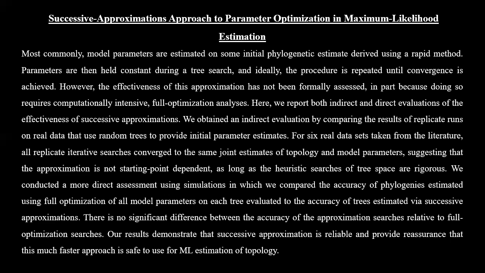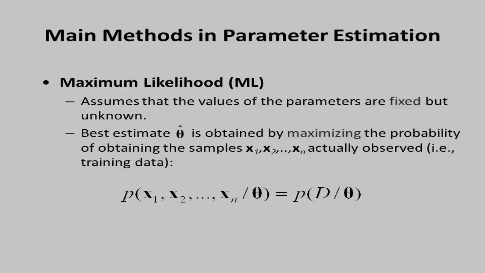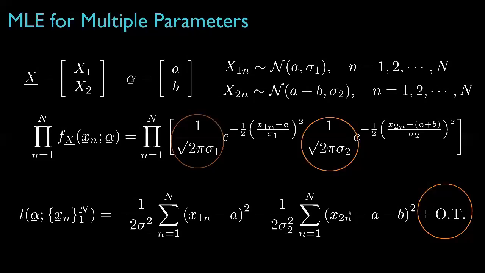Next, we move to the maximum likelihood estimator for several parameters. In the maximum likelihood method of parameter estimation, we assume the values of the parameters are fixed but unknown, and we also assume that the best estimate theta hat is obtained by maximizing the probability of obtaining the samples x1, x2 up to xn actually observed, that is the training data. The probability of x1, x2 up to xn given theta, equal to the probability of D given theta, gives the parameter estimate of the maximum likelihood estimator. So the maximum likelihood estimator for multiple parameters also exists.